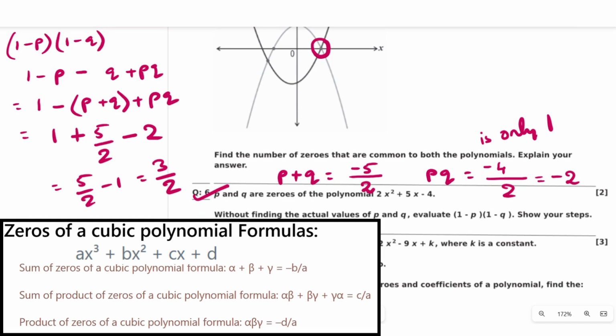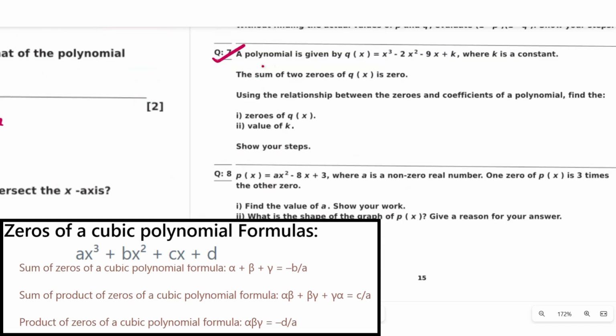Moving on to question number 7. In question number 7, a polynomial is given by q(x). You can see the polynomial on your screen, and the sum of the two zeros of q(x) is 0. If the sum of two zeros is 0, which means the zeros are equal but opposite in sign. So let's take the zeros to be alpha and minus alpha. Clearly their sum is 0, and there will be another zero because it's a cubic polynomial. It will have at most 3 zeros. So let's take the third zero to be beta.